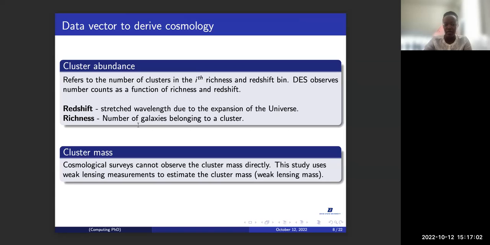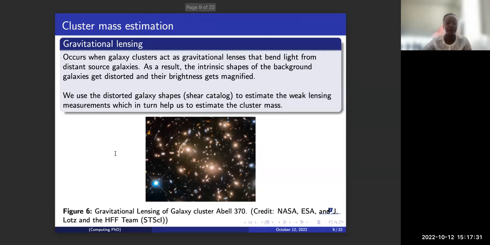The other cluster observable that will be helping us is the cluster mass. So we need to estimate the cluster mass. When the telescope is observing the sky, we cannot measure the cluster mass directly. This is an observable we need to derive from the observables that we have, like the ellipticities, and we'll see how we use them to estimate the cluster mass.